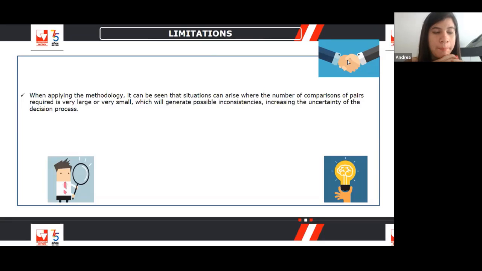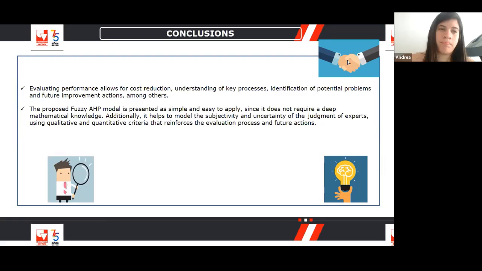Limitations. When applying the methodology, it can be seen that situations can arise where the number of comparisons of pairs required is very large or very small, which will generate possible inconsistencies, increasing the uncertainty of the decision process. And on the other hand, evaluating performance allows for cost reduction, an understanding of key processes, identification of potential problems, and future improvement actions, among others.